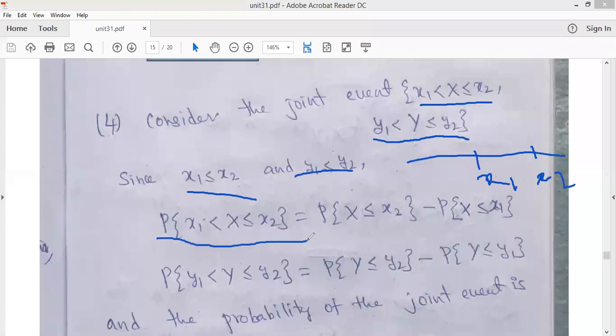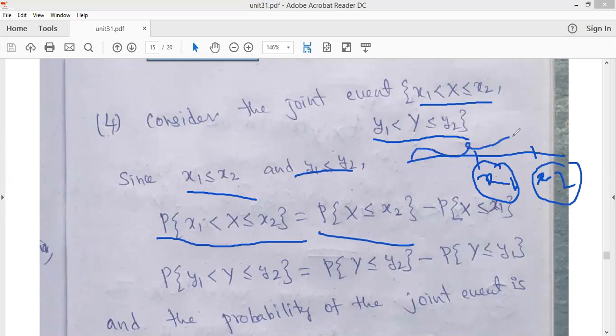The probability of x1 less than x less than or equal to x2 is equal to what? It is the probability of x less than or equal to x2 minus the probability of x less than or equal to x1. Yes or no? Since x1 is less than x2, how do you find the probability between x1 and x2? We have to find the probability corresponding to x2 minus the probability corresponding to x1, so that we get this range x1 to x2.